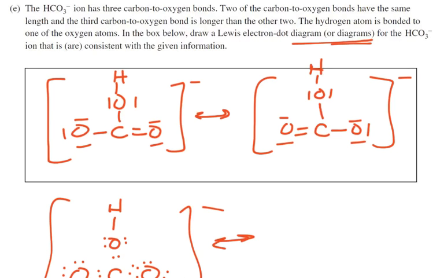And this was worth 2 points. Okay, one for getting the correct Lewis structure, and the other one was for showing that there's resonance. So even if you had an incorrect structure, if you were showing that there was resonance between them, then I think you got 1 of the 2 points there.